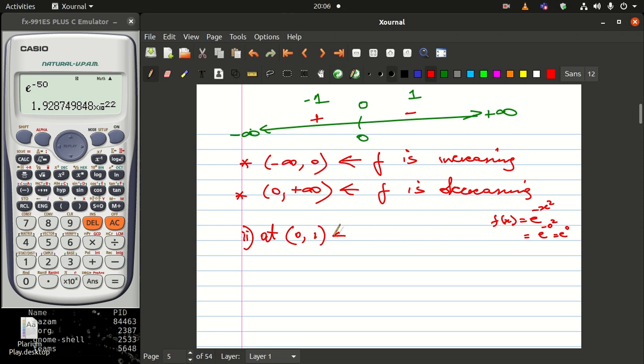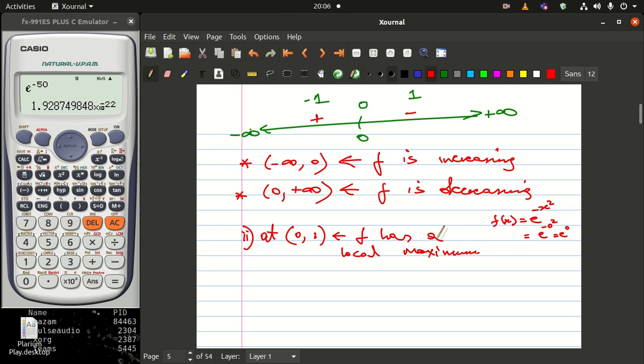We can say that at this point, because this one has a local, let's look into this. The function was increasing, positive, increasing, and then it came down, decreasing. So we have a local maximum. So that is what is important here.